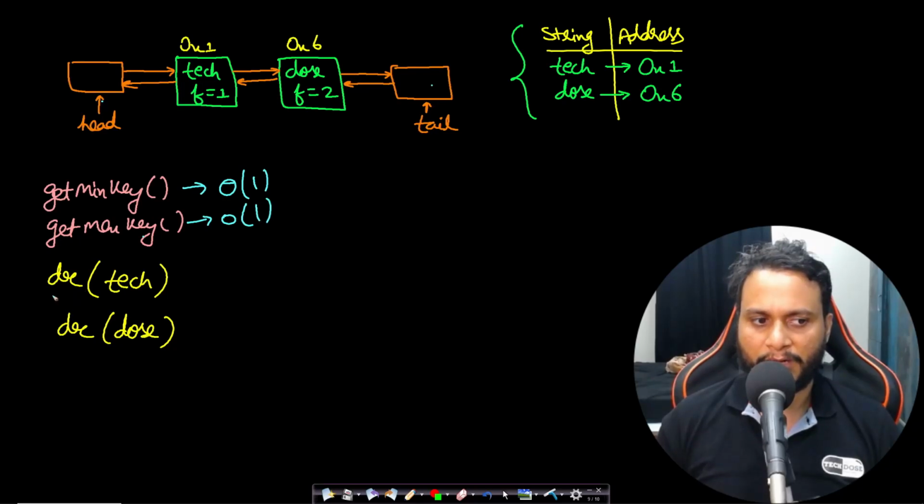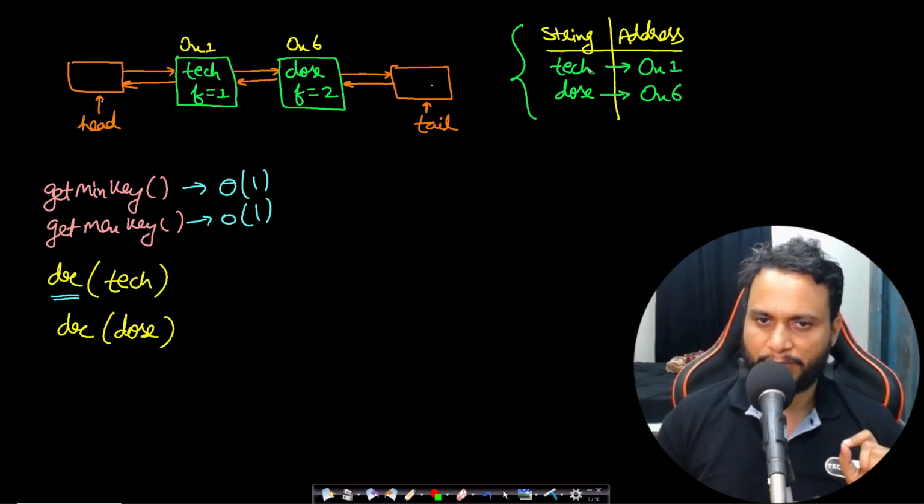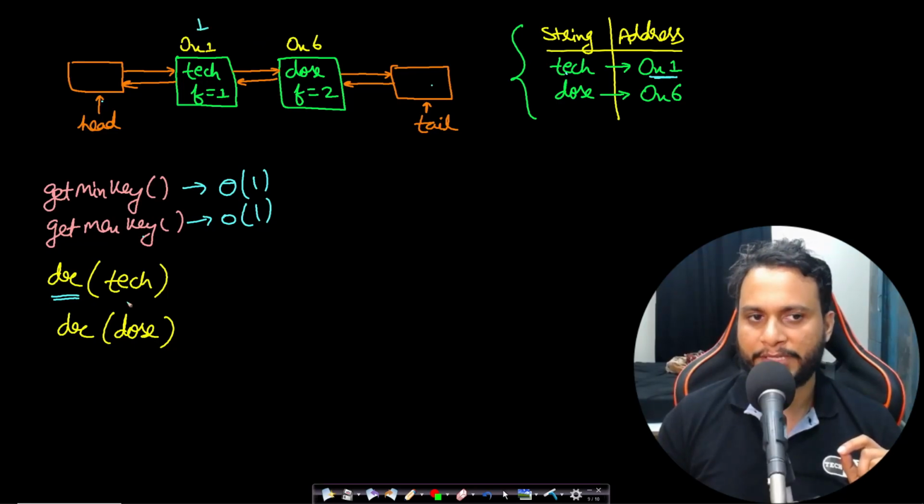Now let's see what happens for the decrease key. When the decrease on tech is coming, first of all we need to check where it is present, because in the question there is always a guarantee that the decrease key will be present. So tech is present at OX1. So I will be going to OX1. I want to decrease the value. So if I decrease the value, then this will be removed from this frequency 1.